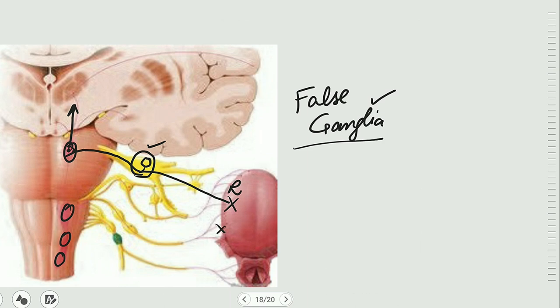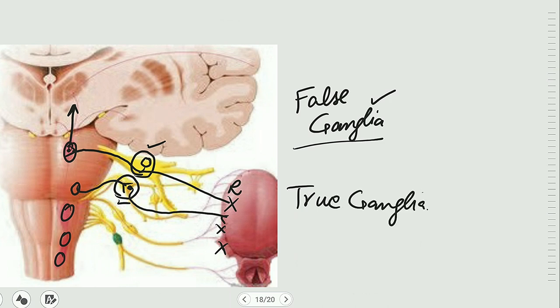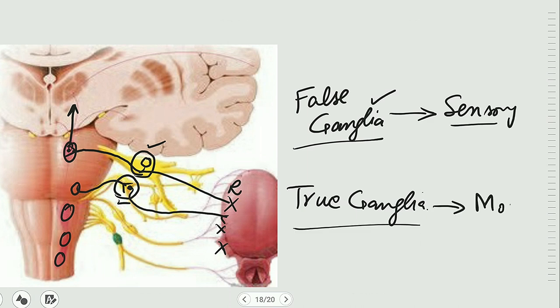And in the head and face area, we have viscera. Yes, we have smooth muscle and glands here. For supplying this viscera, its axon will come out of the brain, out of the CNS. It will synapse outside the CNS with a second neuron, and the second neuron will reach the destination, the viscera. So here we will have a collection of neuronal cell bodies. This collection is with synapse, so we'll name this collection the true ganglia. So note down, false ganglia always belongs to the sensory division of the nervous system, and true ganglia belongs to the motor division of the visceral nervous system, also known as the autonomic nervous system.